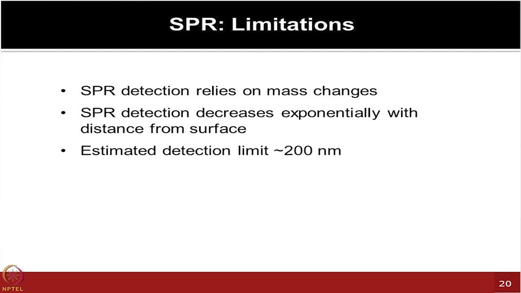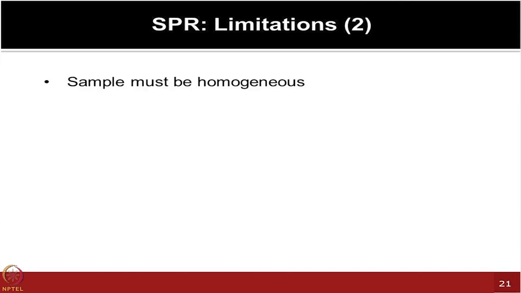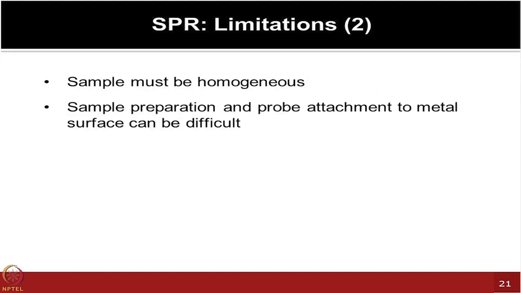The detection limit is estimated at around 200 nanometers in this case, and is limited by the choice of metal which you are using, because gold is the metal useful for this kind of experiment. Your samples have to be really clean and homogeneous, and you have to do proper removal of all the gas so that no bubble is blocking your columns and nothing gets clogged as your flow rate changes for measuring the binding. So sample preparation and probe attachments could be difficult, but I'm sure it is a generic thing which applies to any kind of chip based assay which you have to follow.